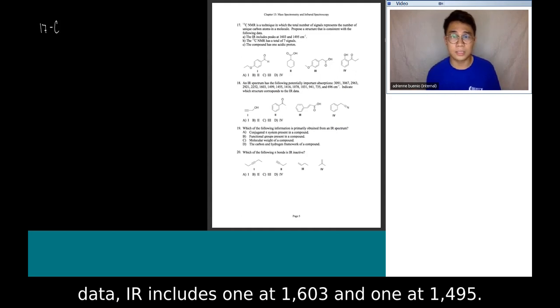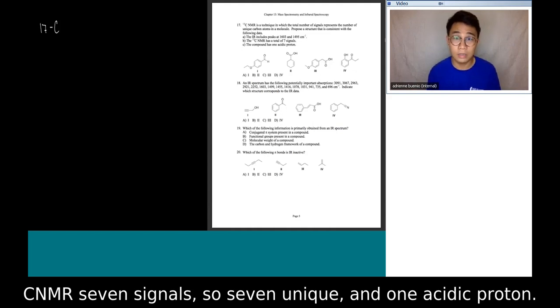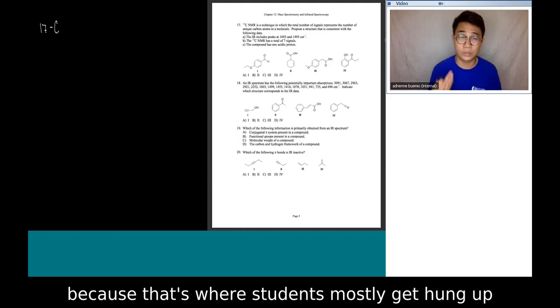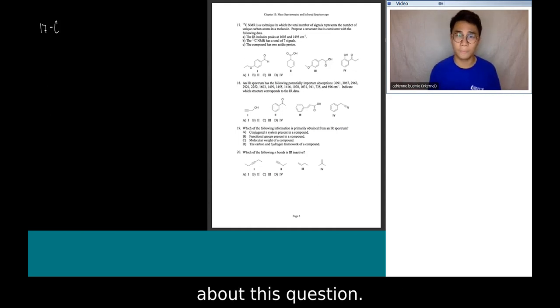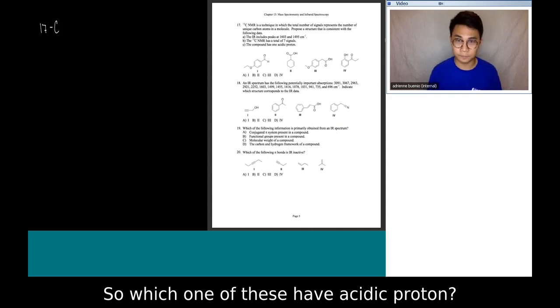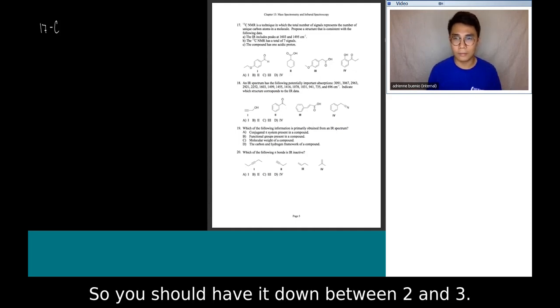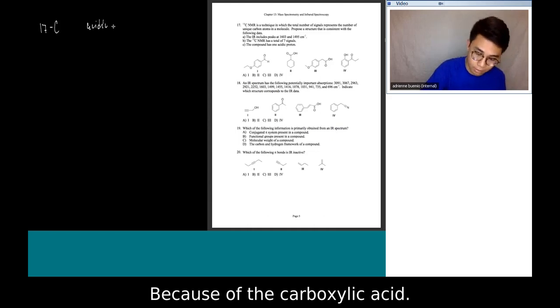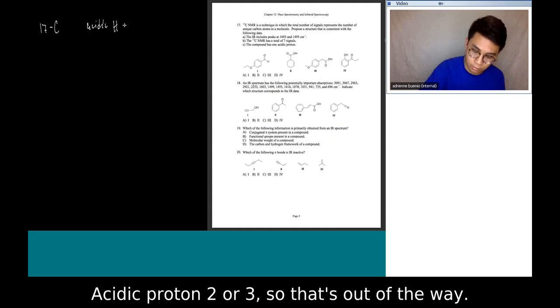Propose a structure that is consistent with the following data. IR includes one at 1603 and one at 1495. CNMR 7 signals, so 7 unique carbons, right? And 1 acidic proton. So let's start with the acidic proton because that's where students mostly get hung up on this question. So which one of these has an acidic proton? You should have it down between 2 and 3. Why 2 and 3? Because of the carboxylic acid, right? Acidic proton, 2 or 3. So that's out of the way.